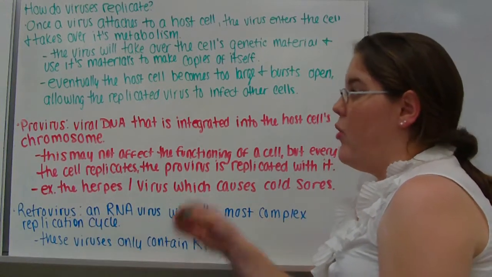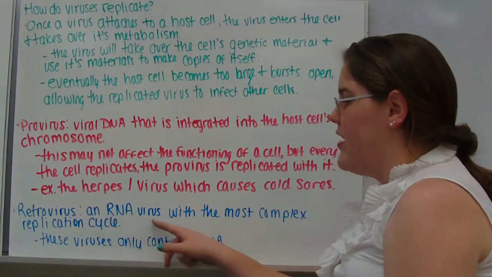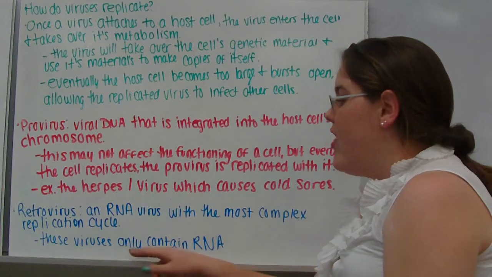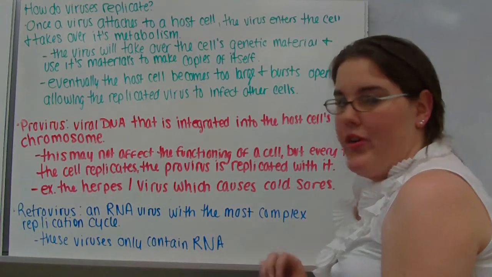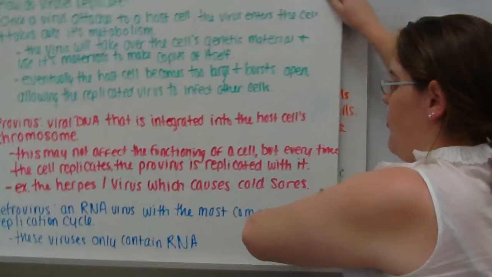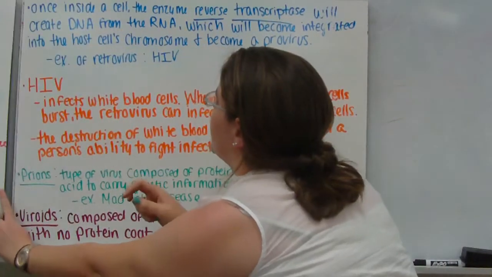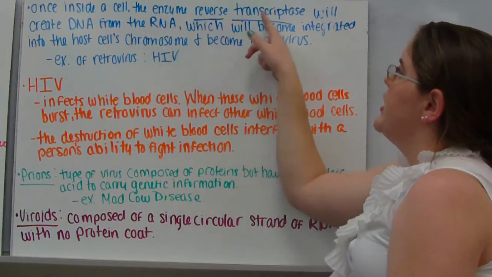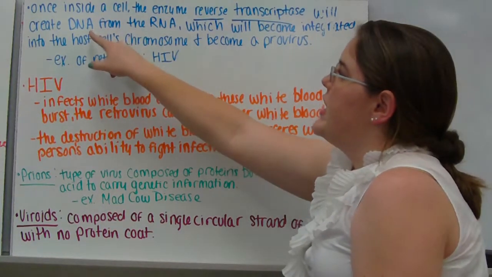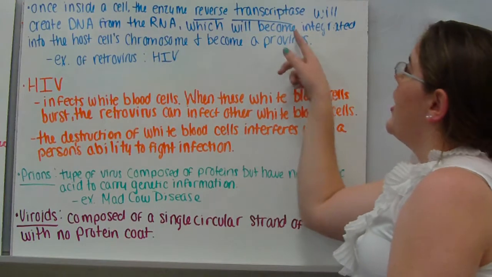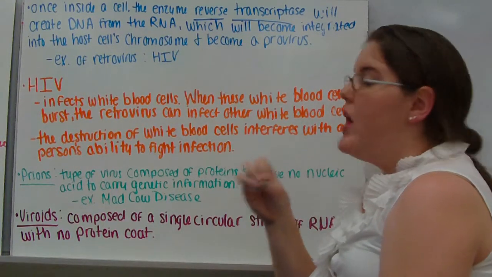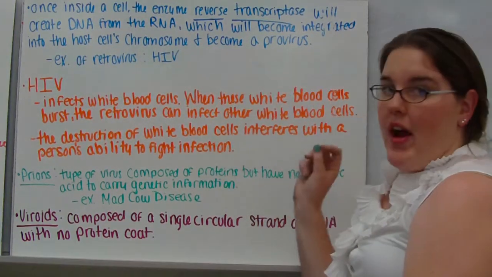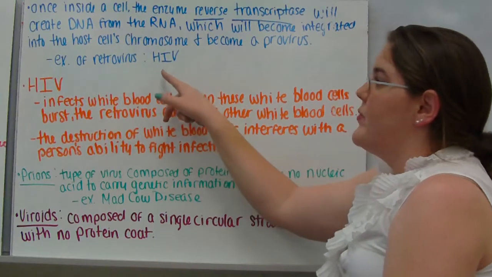Now a retrovirus is another type of virus. This is going to be an RNA virus with the most complex replication cycle. These viruses do not contain DNA, they only contain RNA, and we're getting ready to see why. Once inside a cell, the retrovirus is going to use the enzyme reverse transcriptase, and that's going to create the DNA that it needs from the RNA, which will become integrated, become one with that host cell's chromosome, and become a provirus. An example of a retrovirus would be something like HIV.